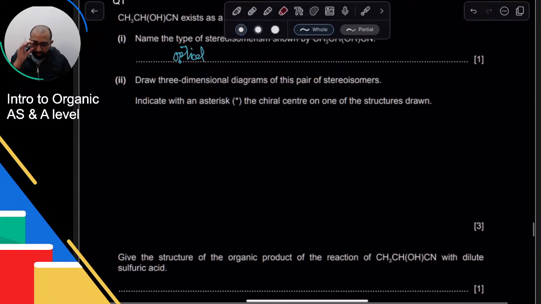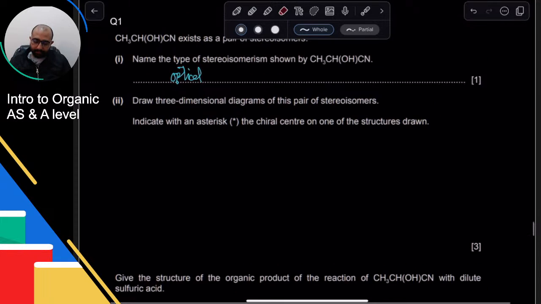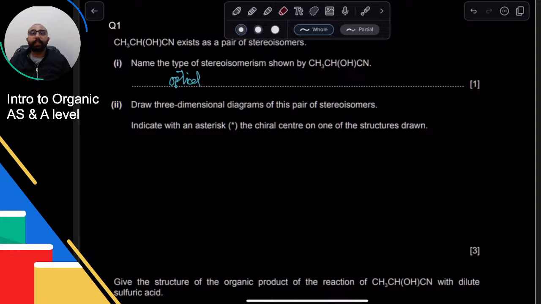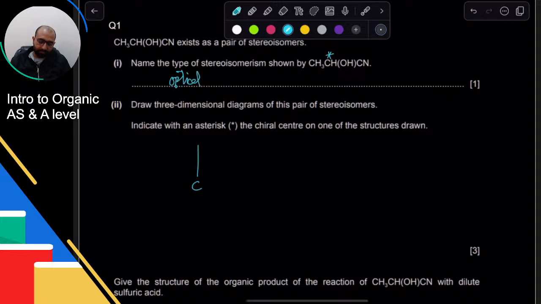Okay. Draw a 3D diagram of this pair of stereoisomers. So first step, identify the carbon that is chiral. So in this case, this is my chiral carbon, the one in the second one. Okay, so now I put that in the middle. Now, how do I make stereoisomers? Really simple, follow this diagram. So 1, 2, dotted line, wedge. Okay, now put a mirror in the middle, and just reflect that one. So dotted line, this, and the wedge.